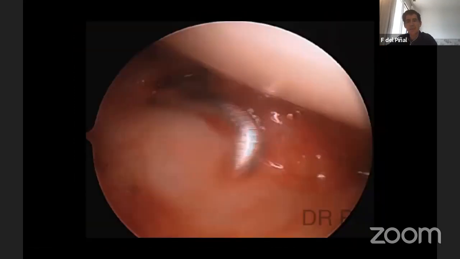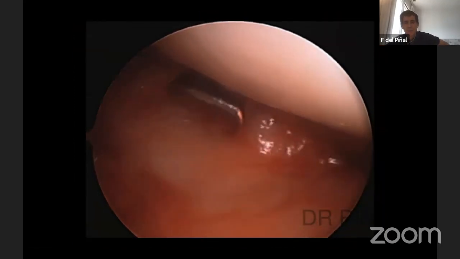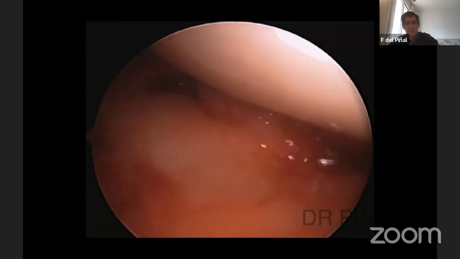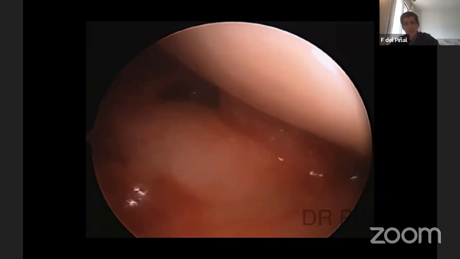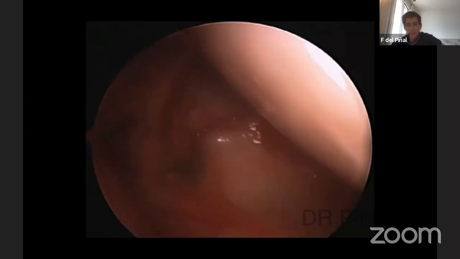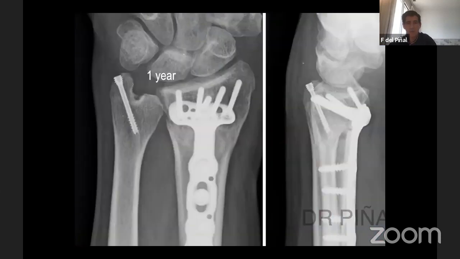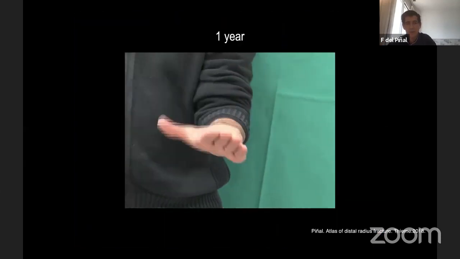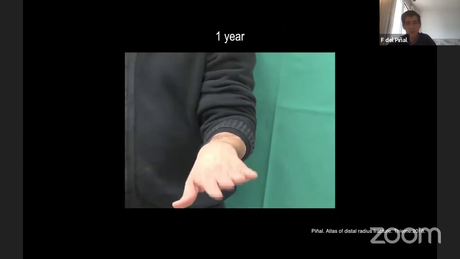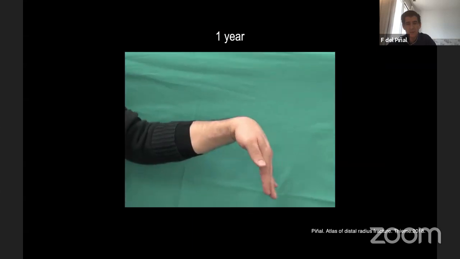So we allow this patient to start immediate range of motion. You can see inside the joint that now I'm trying to lift the TFC and it's stable. We allow this patient to move immediately after the surgery. It's 4 weeks, it's 1 year, and full range of motion at 1 year.